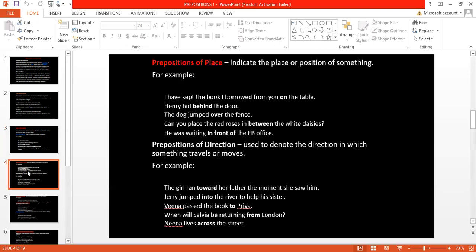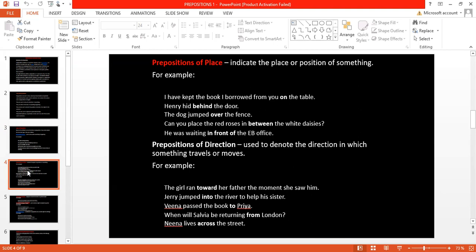Okay. Now we have prepositions of place. Prepositions of place indicate the place or position of something. Don't be surprised that a preposition that indicates time can also indicate a place and position.